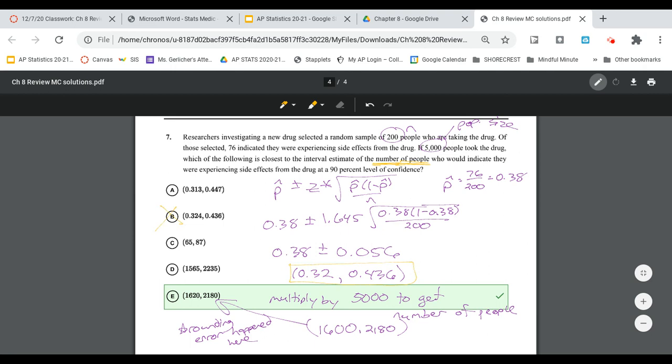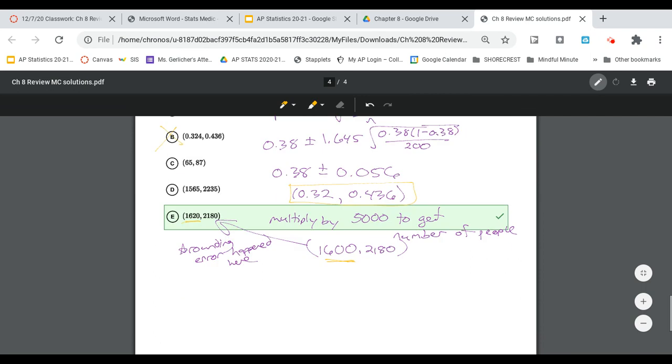And were they looking for the number? And if so, in this case, we had to multiply by 5,000 because that's our population size to get our actual number. And when I multiplied 0.32 by 5,000, I got 1,600, which is slightly different than 1,620. That's just rounding error. So I knew that one is my answer. Okay, I think that's it.